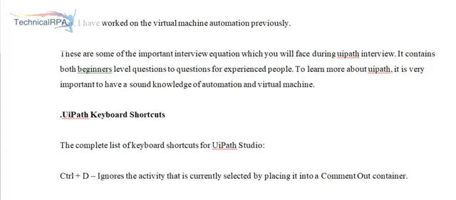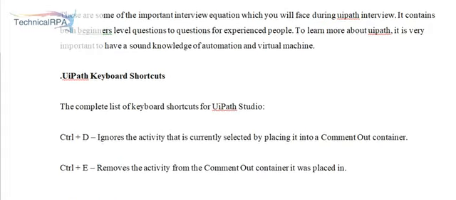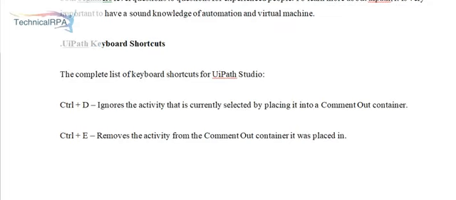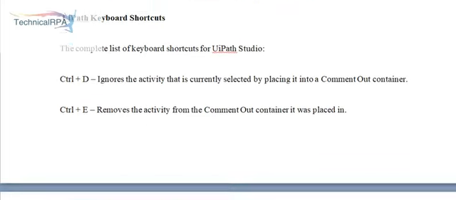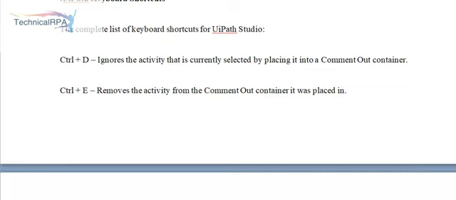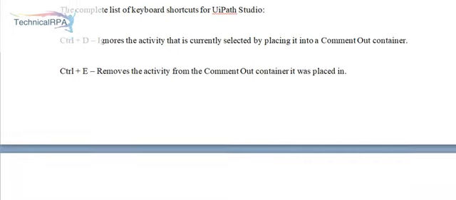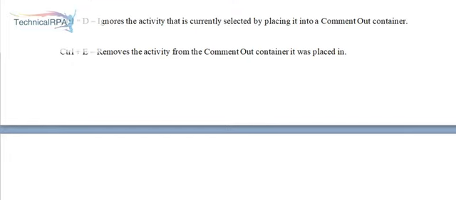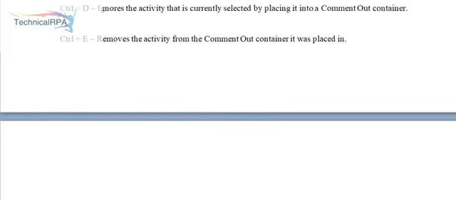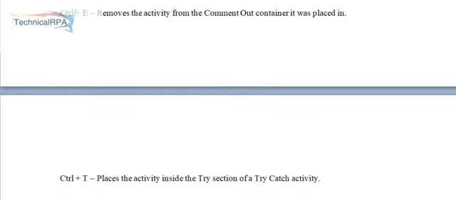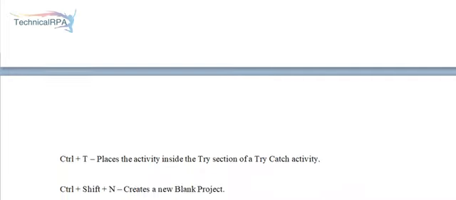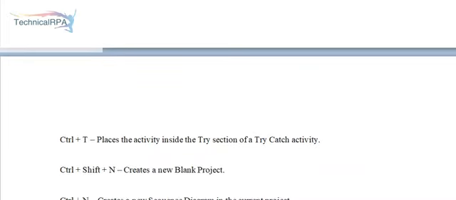UiPath keyboard shortcuts: the complete list of keyboard shortcuts for UiPath Studio. Ctrl+D ignores the activity that is currently selected by placing it into a comment out container. Ctrl+E removes the activity from the comment out container it was placed in. Ctrl+T places the activity inside the try section of a try catch activity.